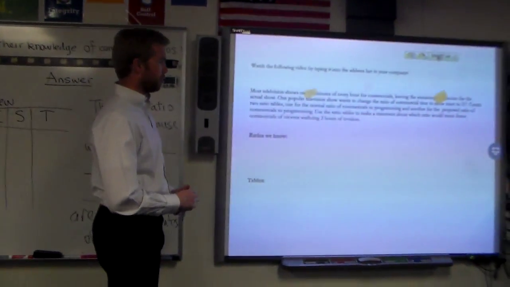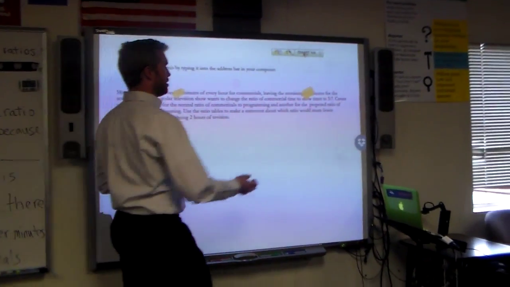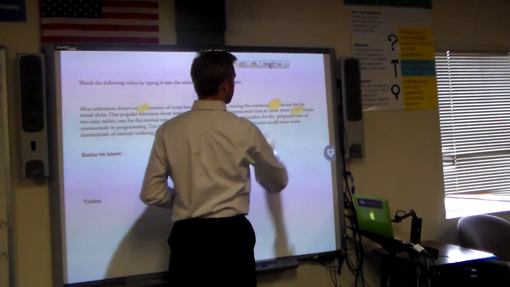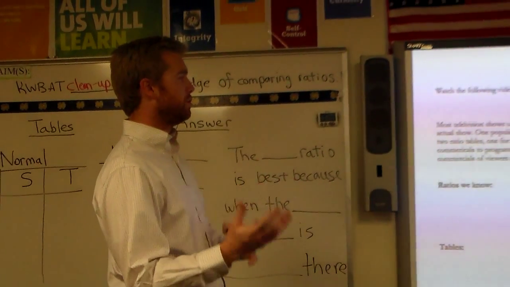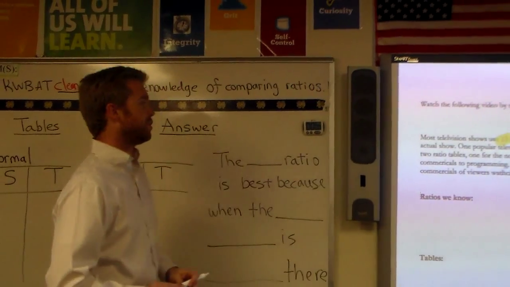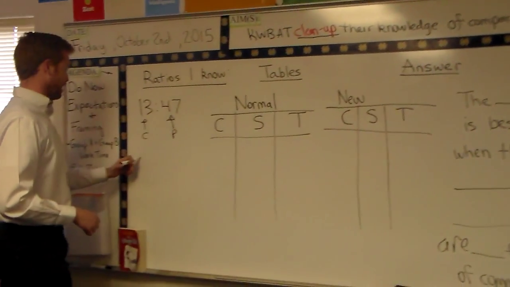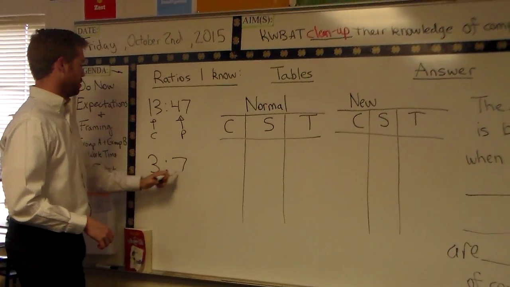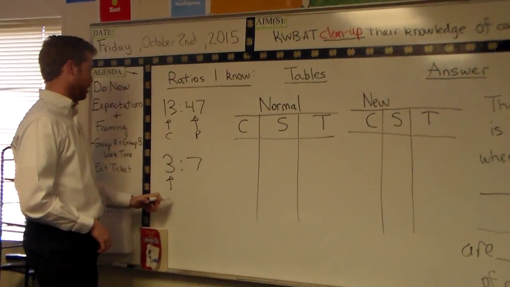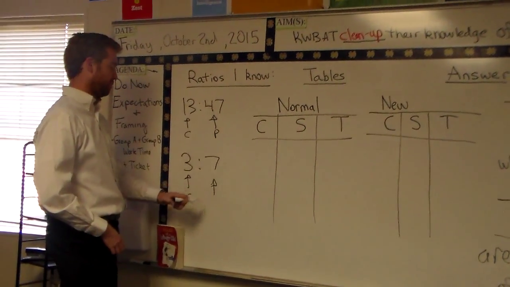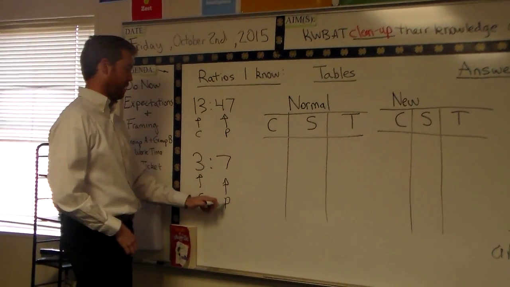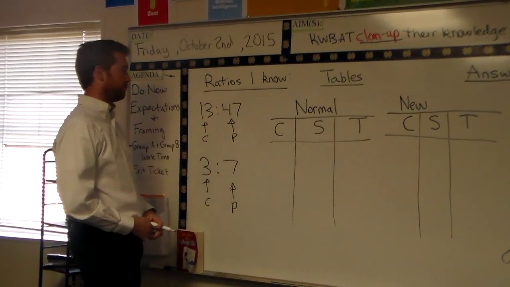So let's see if we can find another ratio in our problem. As I look through it, I can see a colon. So that tells me another ratio right here. This is the ratio of commercial time, again, to show time. So I can put 3:7, with C being the commercial, and the 7 being my actual program that I'm watching.